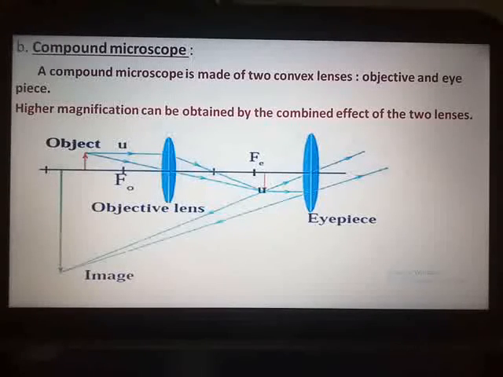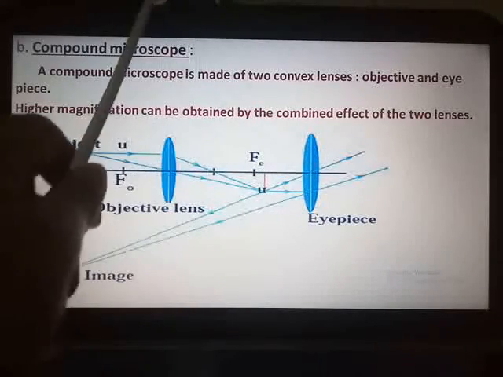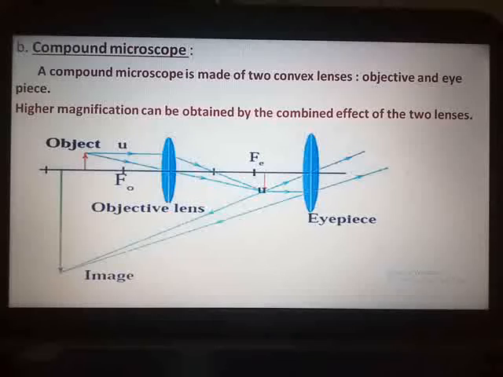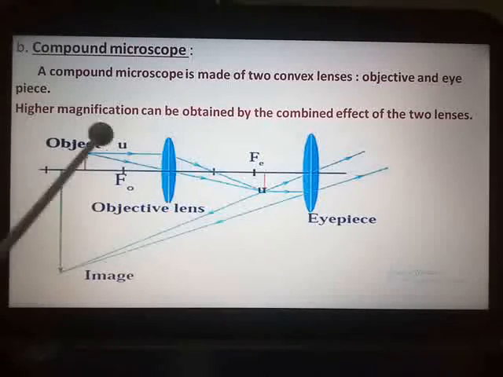So the microscope which is used in the lab is a compound microscope. Now here the objective lens has a smaller cross section and smaller focal length, whereas the eyepiece has a bigger cross section and its focal length is also larger. See, this is the objective lens, this is the eyepiece. Its focal length is larger than that of the objective, and higher magnification can be obtained by the combined effect of these two lenses.